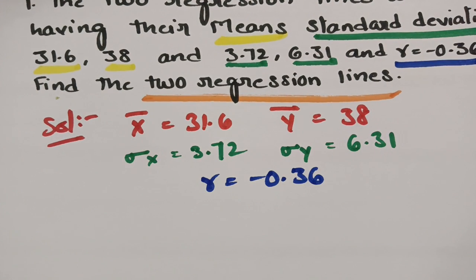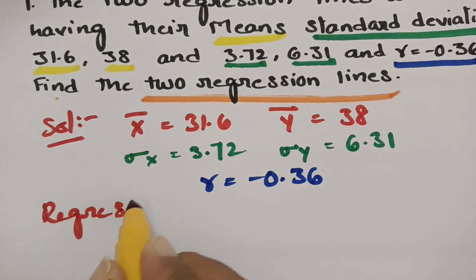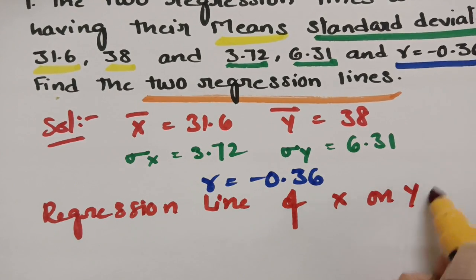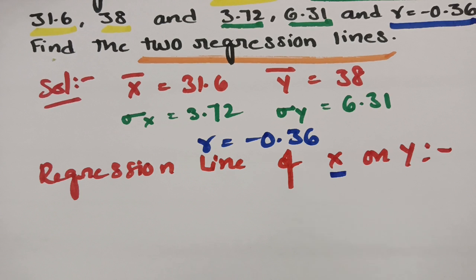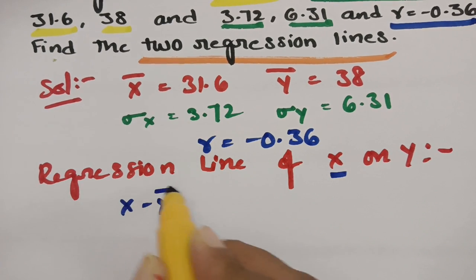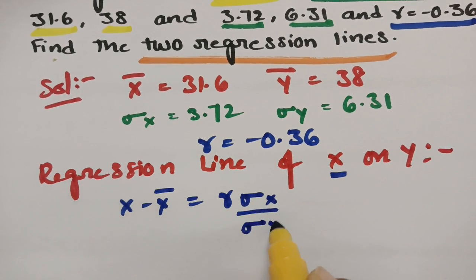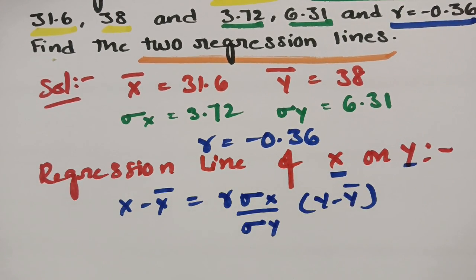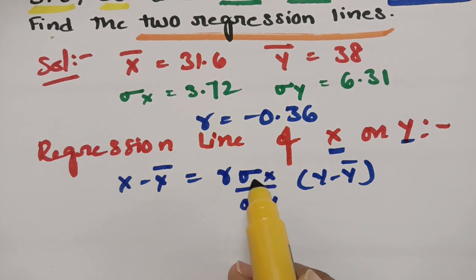First, I'm going to write the regression line of x on y. We have to find the regression lines, so we start with x: x minus x bar is equal to r times sigma x by sigma y, into y minus y bar. This is the equation, and it is very easy to remember. We start with x and end up with y, and here r into sigma x by sigma y is for x on y.